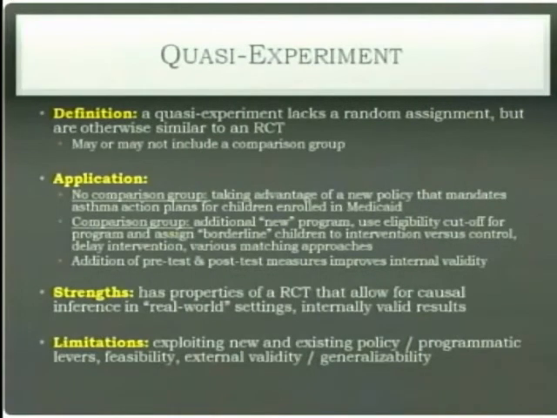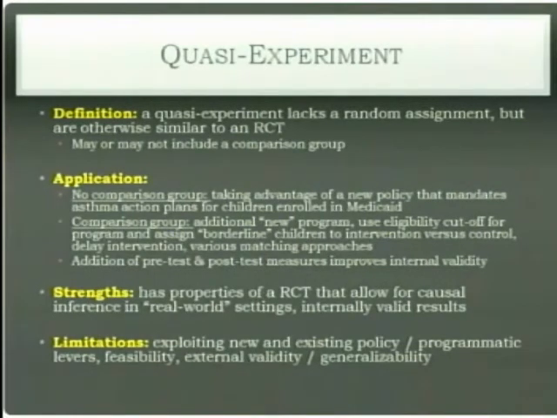A quasi-experiment lacks random assignment, but otherwise is very similar to an RCT. So, for example, it could or could not have a comparison group. Pretty classic examples are when you exploit some kind of variation that happens in the outside world, and this is also called a natural experiment. So you have sort of a pre and post group. An example might be if Medicaid said, for all kids who have asthma that are enrolled in Medicaid, providers, you need to have an asthma action plan for them. Okay, so that's a mandate.